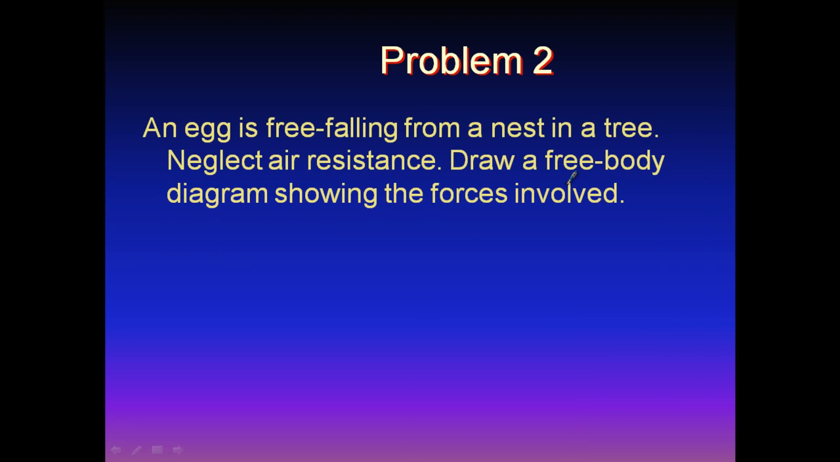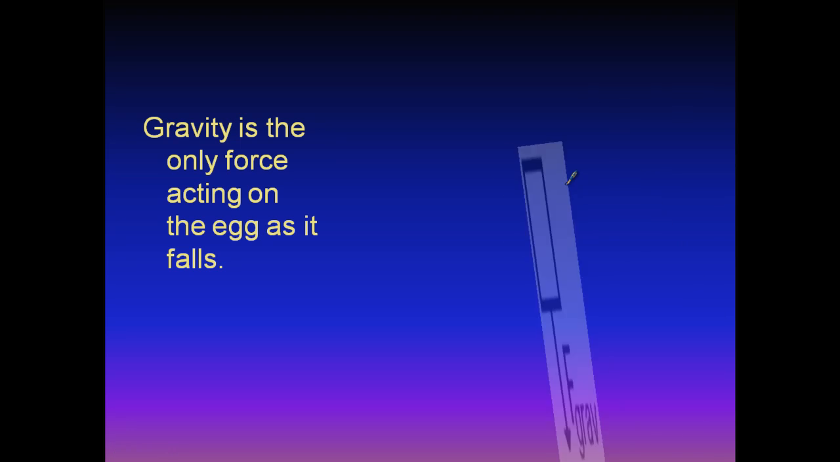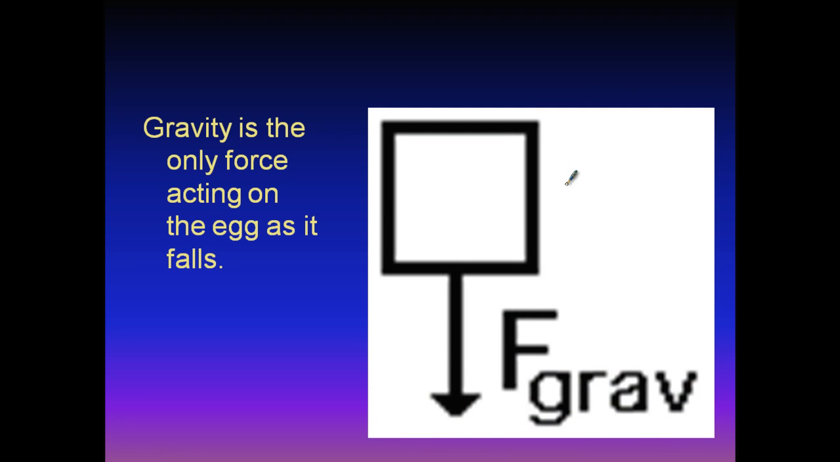So problem number 2, an egg is free falling from a nest in a tree. We can neglect air resistance in this problem. Draw a free body diagram showing the forces involved. This one's easy. Gravity is the only force acting on the egg as it falls. Just gravity. This egg is just going to come straight down.